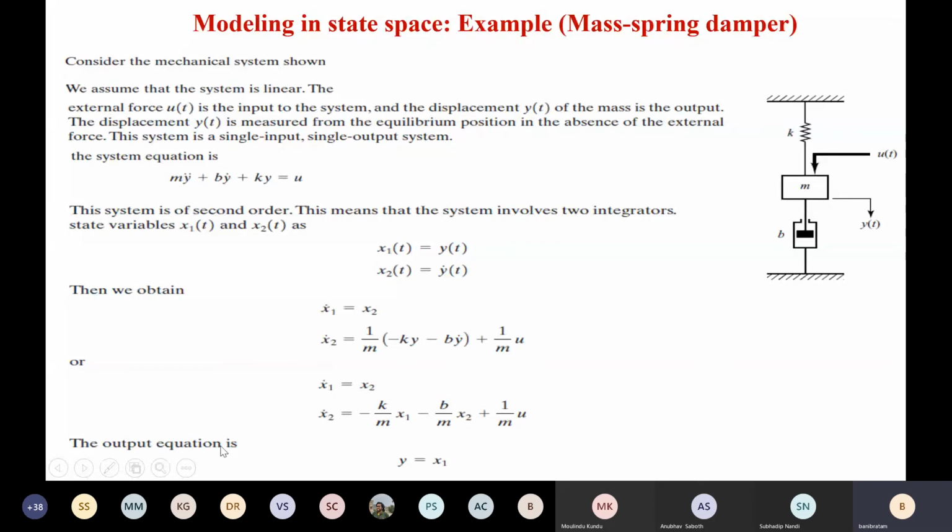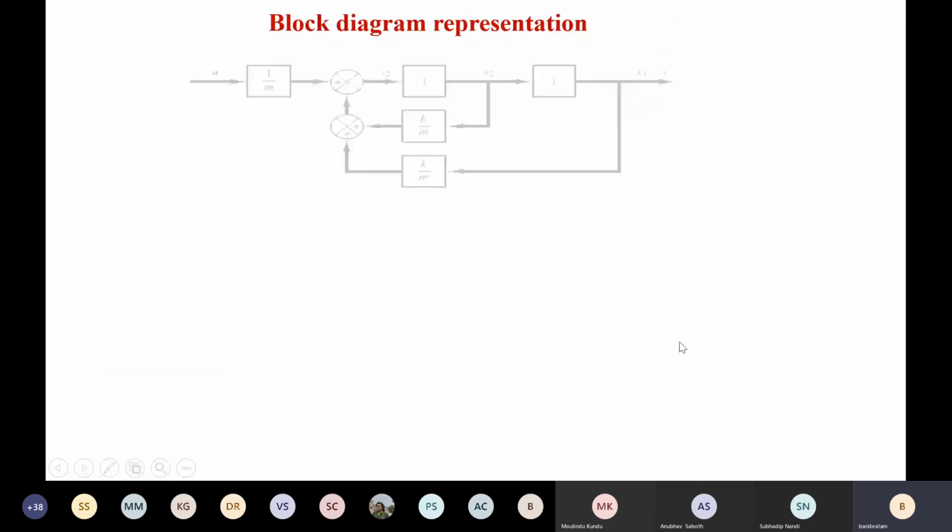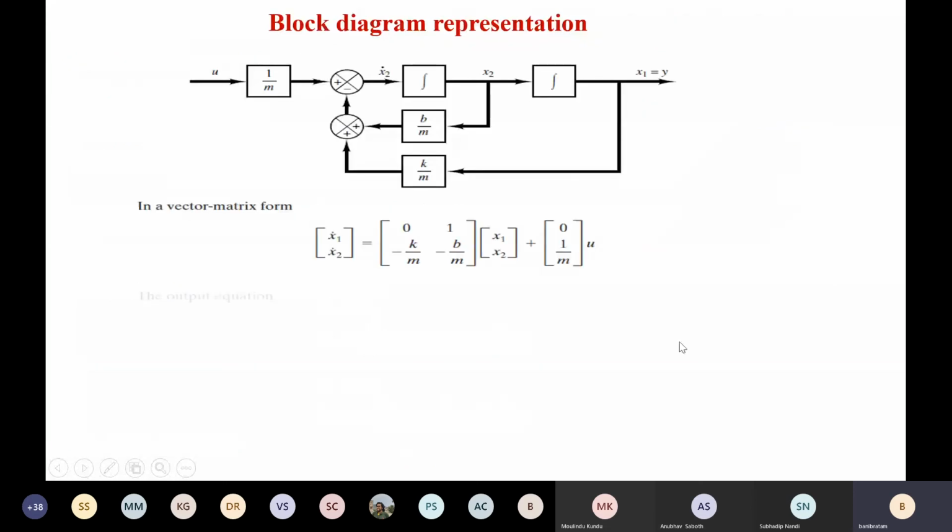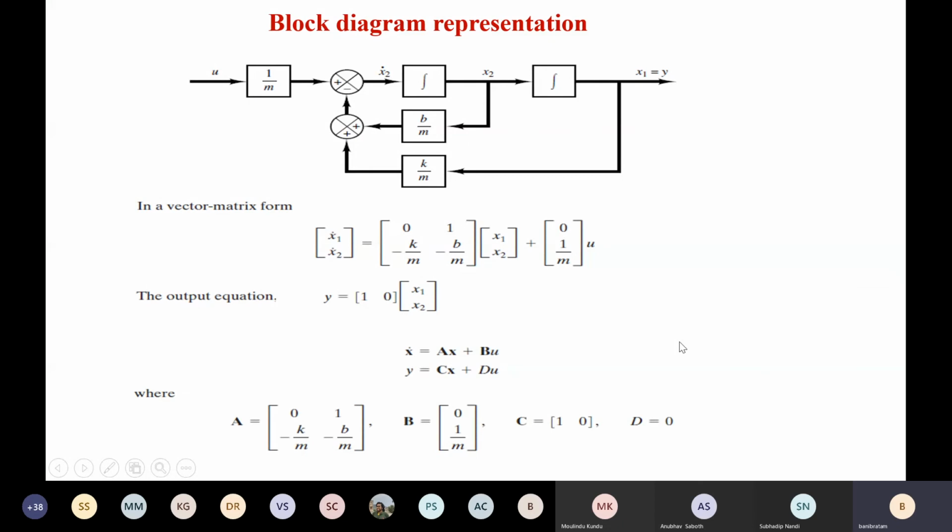And what will be its output equation? y equals Cx, as in the last example we have seen. And that means y equals x1. That is the output equation. Fine. Now we are writing it in this vector matrix form.